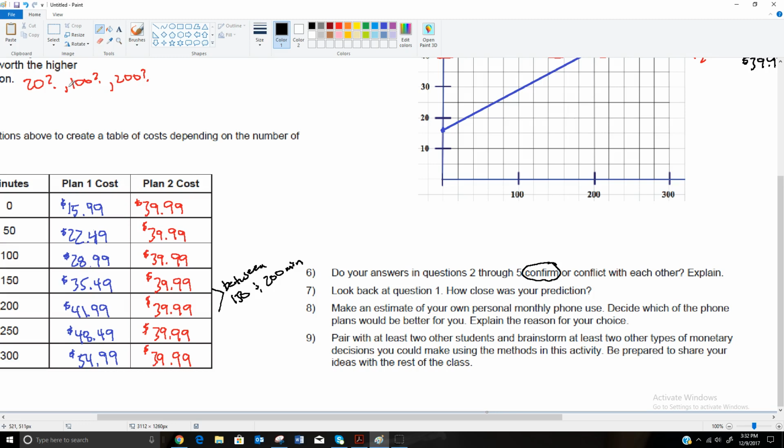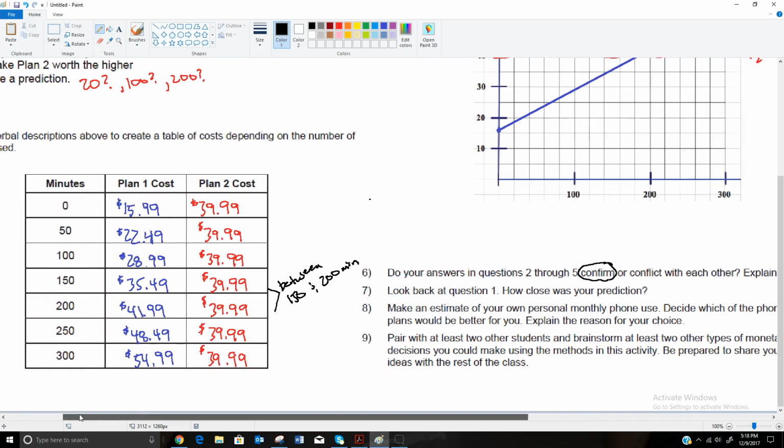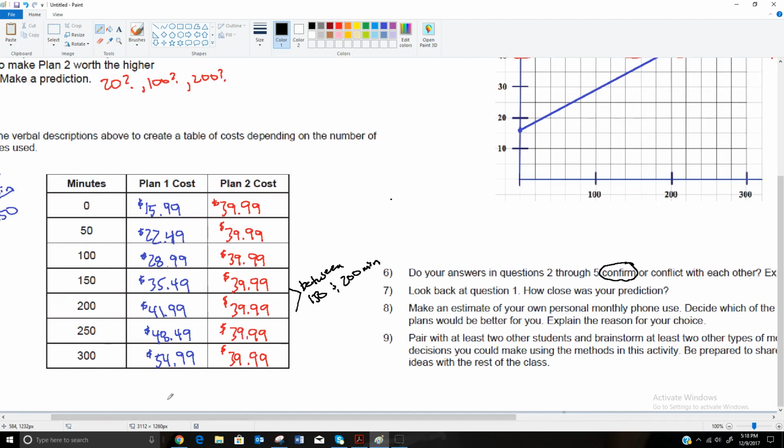And then you're just going to have to look back here and decide for yourself how close your prediction was. The last couple things: it says here, to make an estimate of your own personal monthly phone use, which of the plans would be better for you? Are you someone who actually talks on the phone a lot anymore? A lot of us don't talk on the phone a lot. We do a lot of texting. So which deal would be better for you?